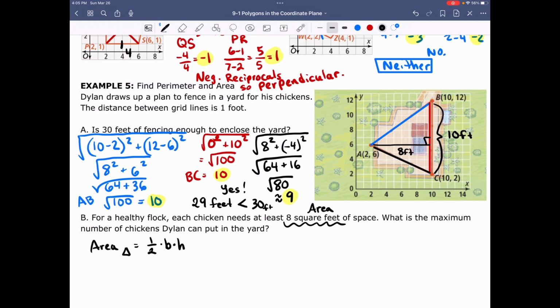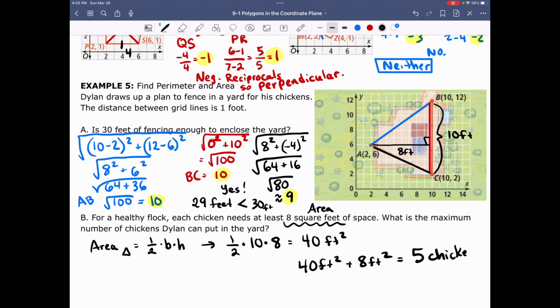Now I just need to plug that into my triangle formula. So 1/2, the base is 10, the height is 8. That equals 40 square feet. Now, he needs at least 8 square feet per chicken. If I divide 40 square feet by 8 square feet, I get 5 chickens. And that completes our notes for 9-1.